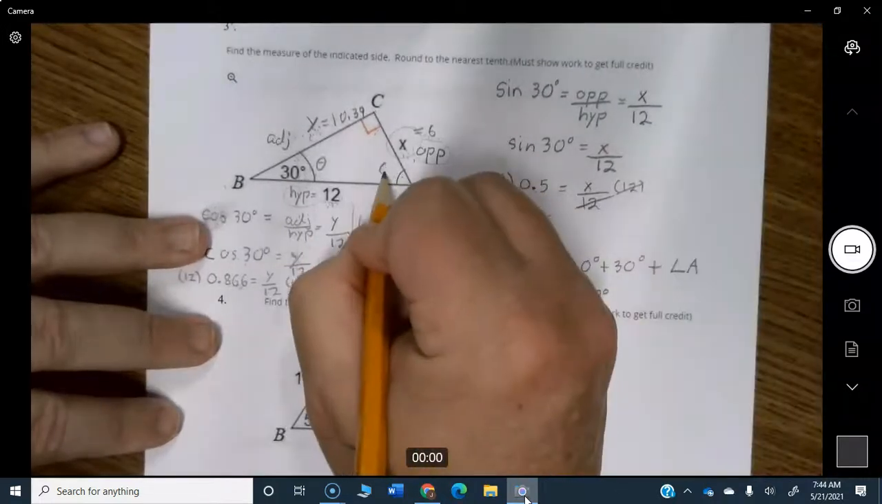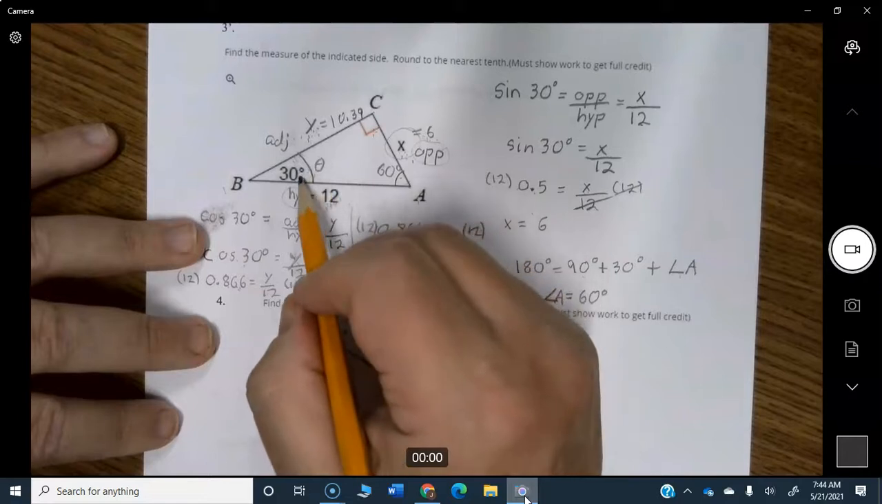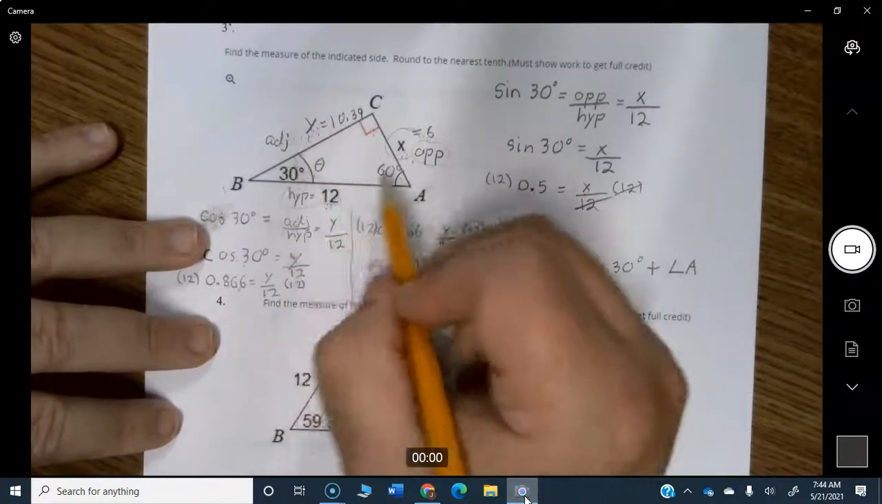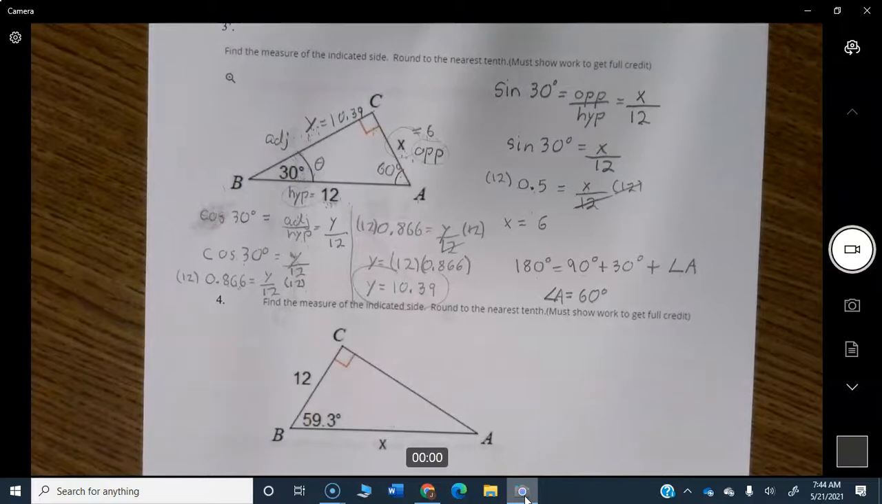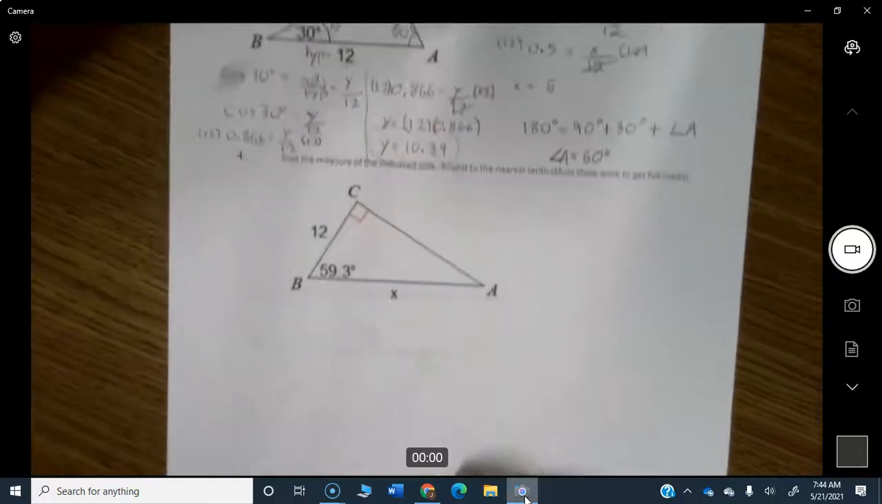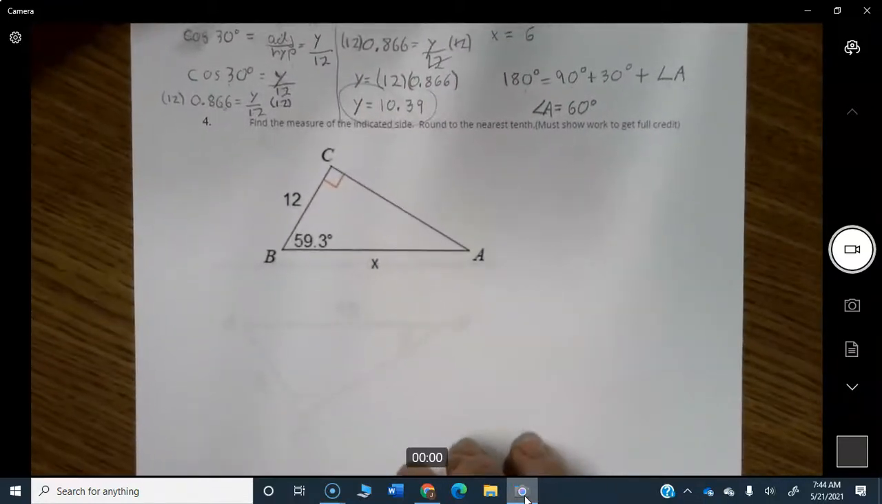So that's 60 degrees. So now you figured out, just by knowing one angle and one side, you were able to figure out all the other sides and all the other angles. Okay, and that's how you do these. So the rest of these problems are similar to this. There are a few other concepts they're going to introduce here. Okay, try to do that. Again, always try to do these on your own first, all right?